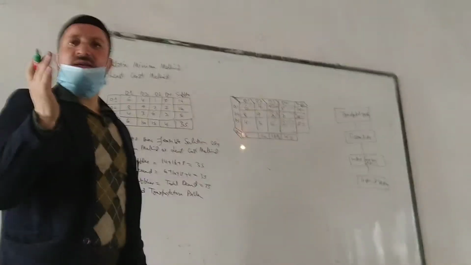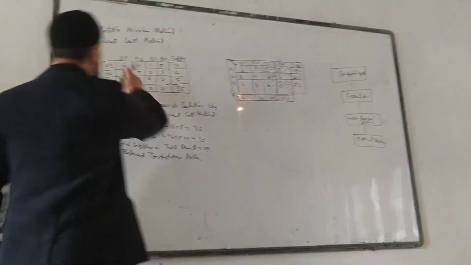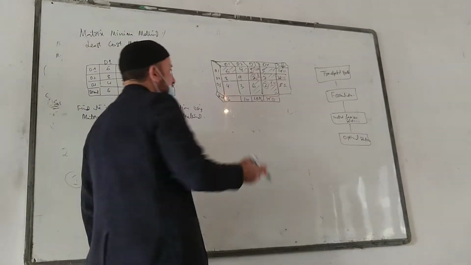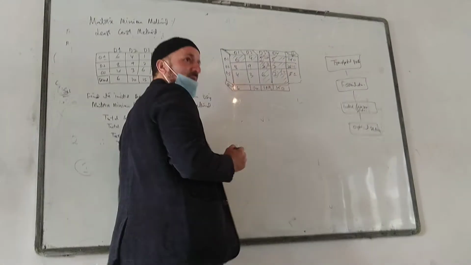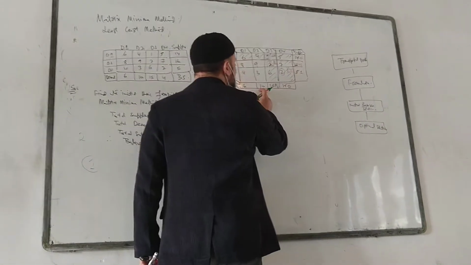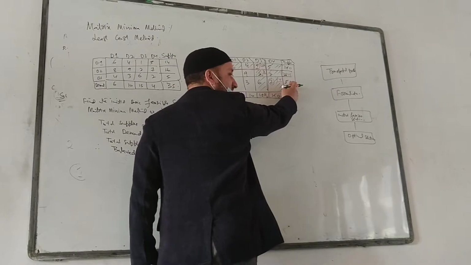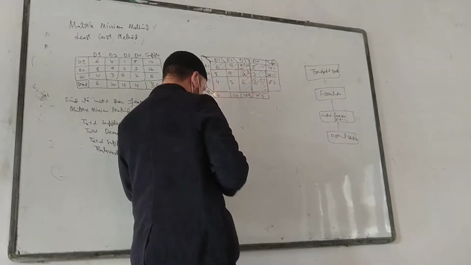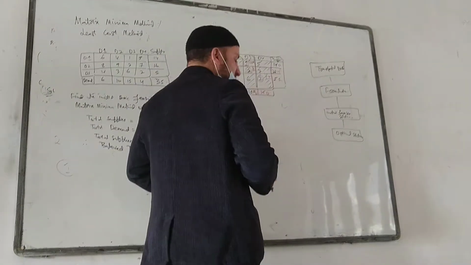So who is the least one? 3. Least cost method, matrix minima. I am trying to see the minimum all the time. So who is minimum? 3 is minimum. Okay? 10 is the demand and 1 is the supply. Who is lesser? 1. So I will assign 1 to it.